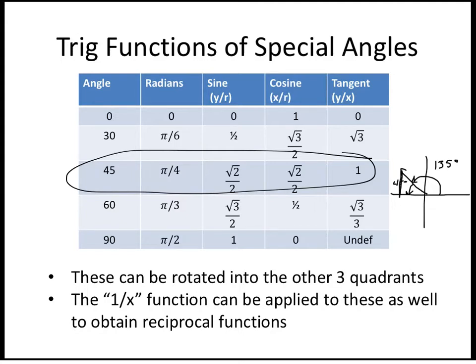So y is positive in the second quadrant, so my sine will be positive. X is negative in the second quadrant, so cosine would be negative. And because tangent divides the two, positive divided by negative would still be a negative, so tangent would end up being negative, okay? We could do that with the third quadrant. We could do that with the fourth quadrant. And we start noticing some trends with this, okay? So let's talk about those trends here in a bit.